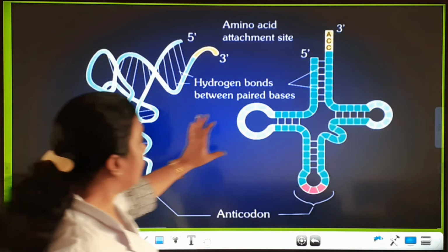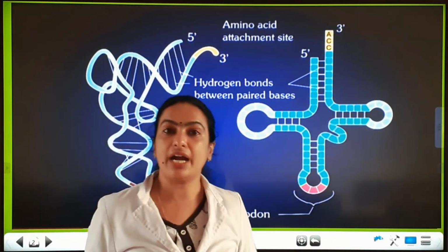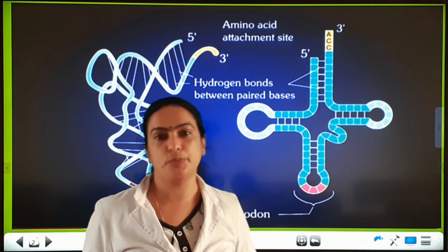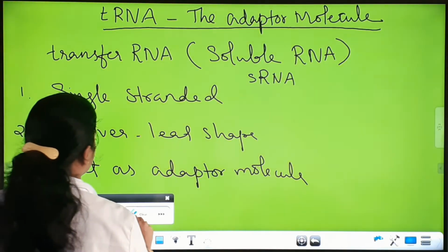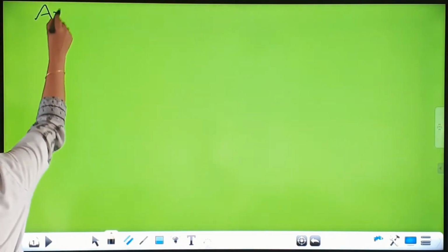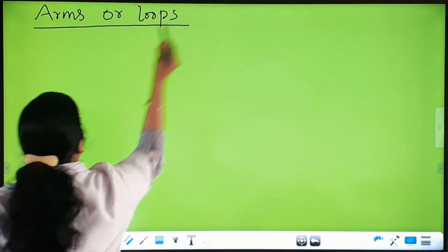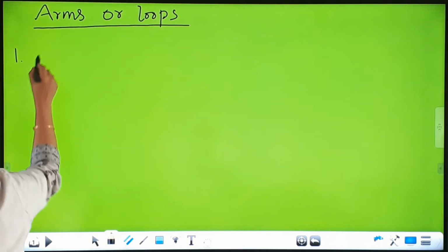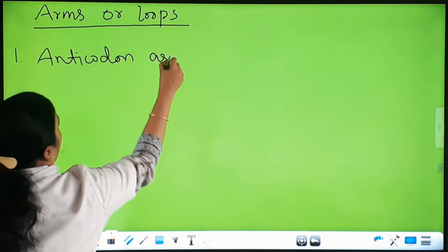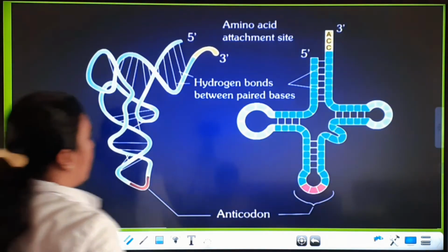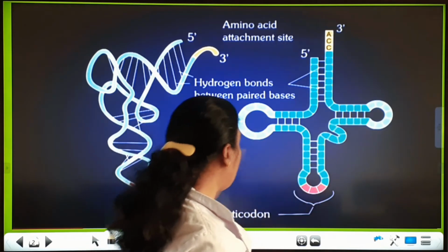Okay, so this clover leaf shaped tRNA consists of 5 arms or 5 loops. So which are the 5 arms or 5 loops in the tRNA? The first arm is the anticodon arm or anticodon loop. So here this is the anticodon loop or anticodon arm.